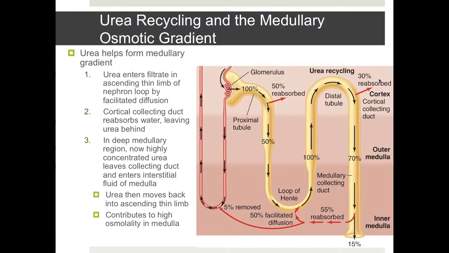Our cortical collecting duct is going to reabsorb water, leaving urea behind. And in the deep medullary region, now highly concentrated urea is going to leave the collecting duct and enter the interstitial fluid of our medulla, out in this range of high osmolality within our medulla. And our urea then is going to move back into the ascending limb, as we saw earlier, and contributes to the high osmolality in the medulla.